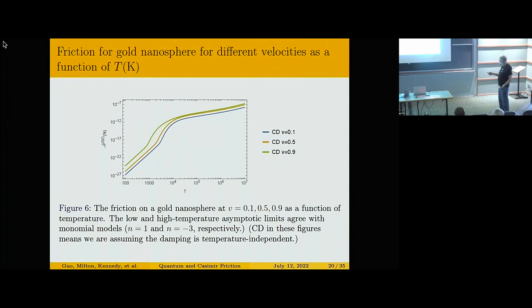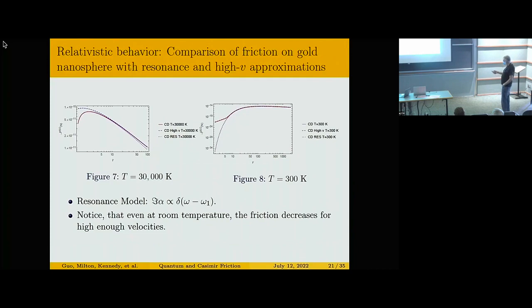And let's see, the next picture shows that it's always decreasing eventually. We saw this for 30,000 K on the previous slide, and it turned over, so this is showing it a different way. Showing it as a function of gamma, the frictional force is a function of gamma, and it turns over. Whereas at 300 K, it also turns over, but you have to go to much higher gamma to see it. The maximum is somewhere around gamma equal 100 instead of somewhere around gamma equal 4.